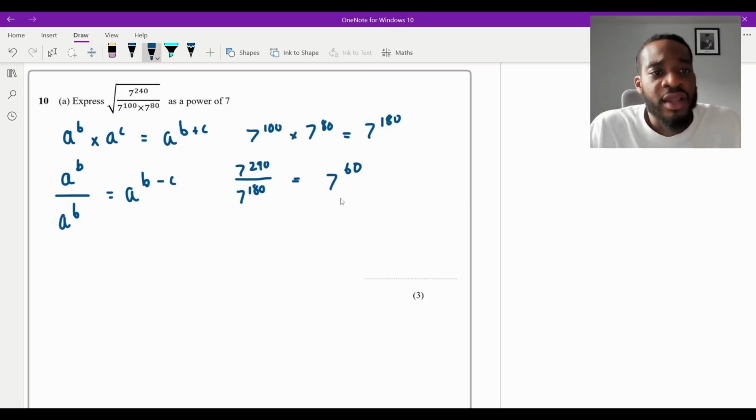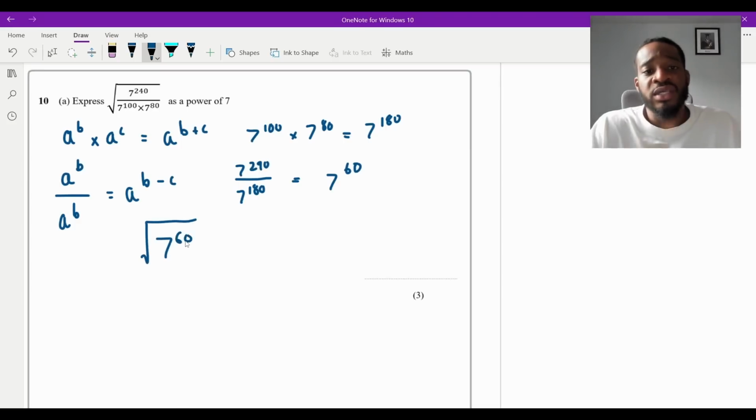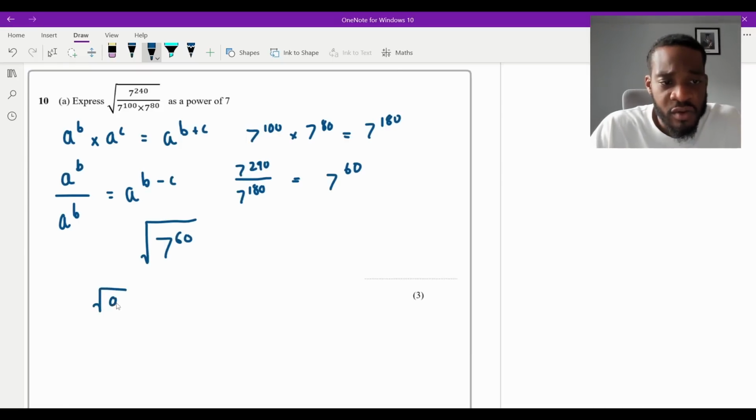Yeah. So now that we've done this, we can now say that the question is actually just asking us to work out the square root of 7 to the power of 60. And then now there's another index law you need to remember. If you've got the square root of a, this is equal to a to the power of 1 over 2. So what that means is that I can actually write this as 7 to the 60 all to the power of 1 over 2.